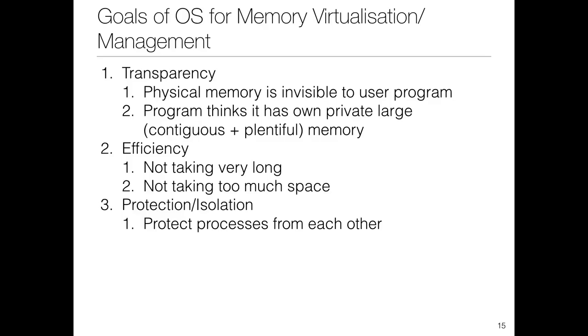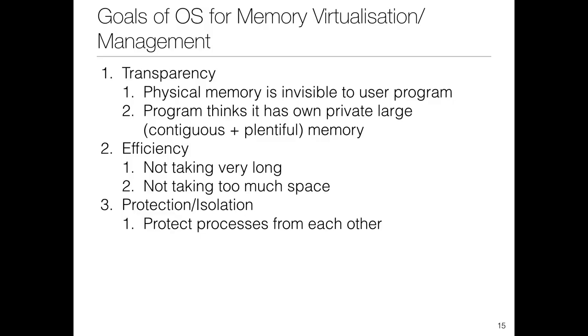But the second point seems contradictory to the first one. The program thinks that it has its own private large memory. That is the kind of abstraction that the OS needs to provide, so that each process thinks, I have this entire chunk. It will never have the entire chunk, but it's given that kind of illusion.